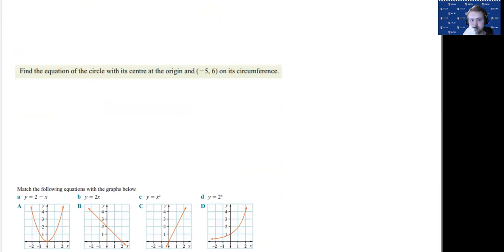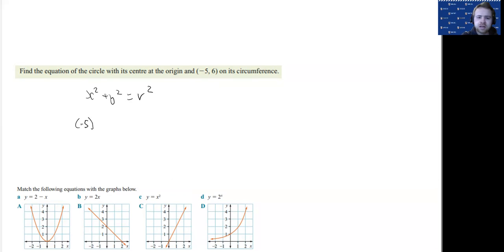Now, in this question, we've got to find the equation of a circle with a center at its origin and (-5, 6) on its circumference. So what we're given is an x value and a y value, but we don't know the r. So in the equation x squared plus y squared equals r squared, we can substitute values for x.